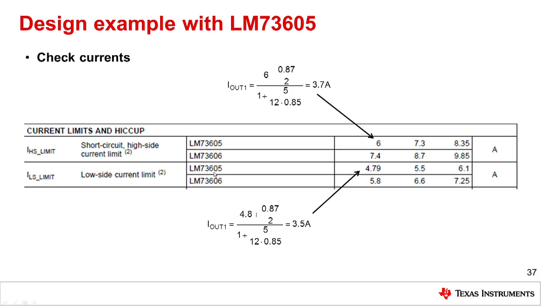So here's the datasheet for the LM73605, the part that pertains to the current limits. Using the minimum of 6 amp high side current limit, we get 3.7 amps from this equation. Using the minimum of the low side of 4.79, we get 3.5 amps. So we can see that this device will be able to supply our load current of 3 amps. Keep in mind that this is actually a 5 amp buck regulator, and we can only get a little over 3 amps out of it when we're using it as a buck boost.